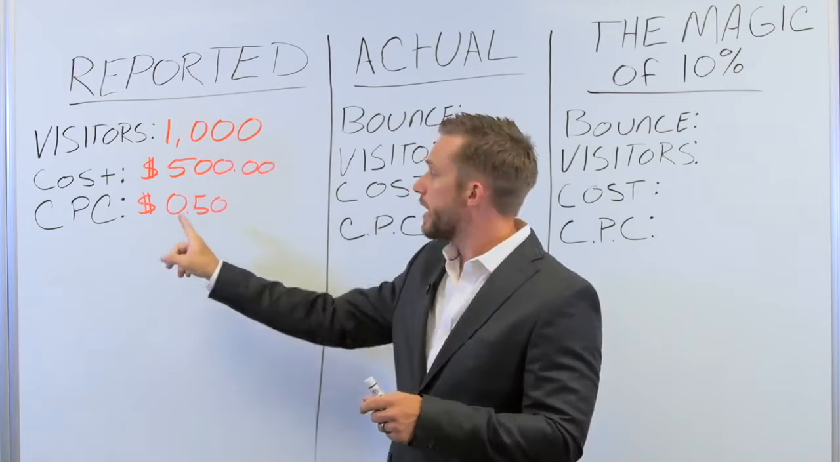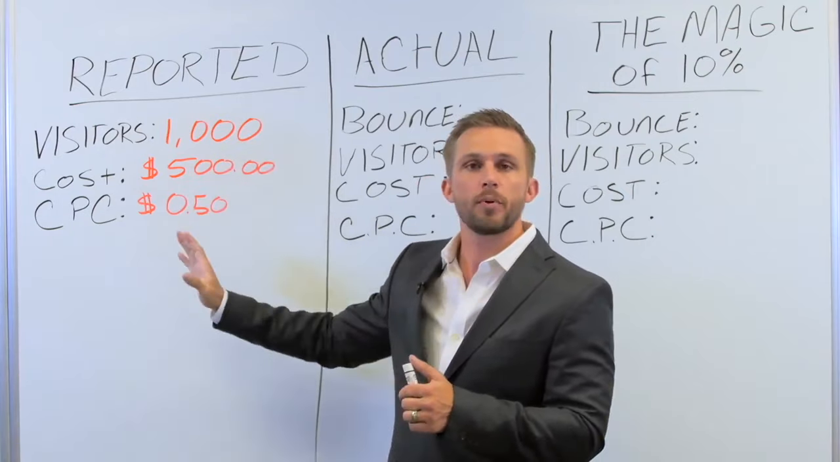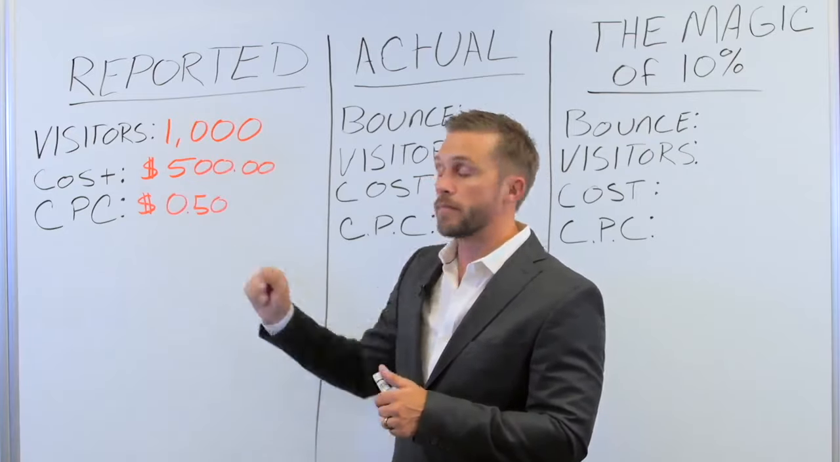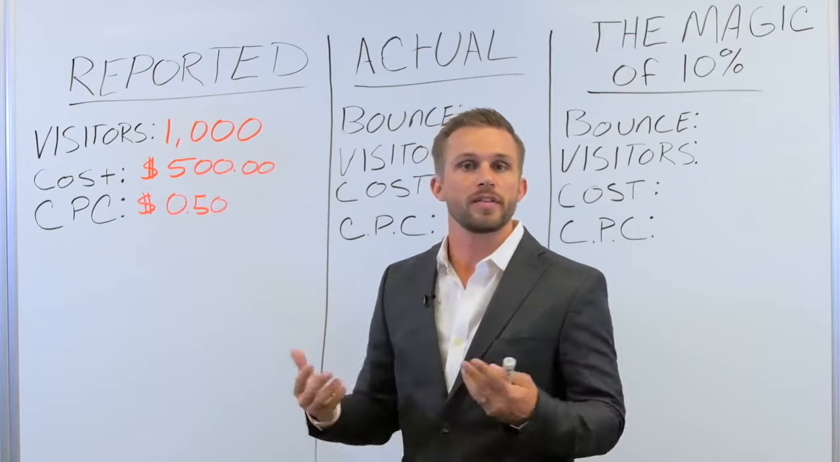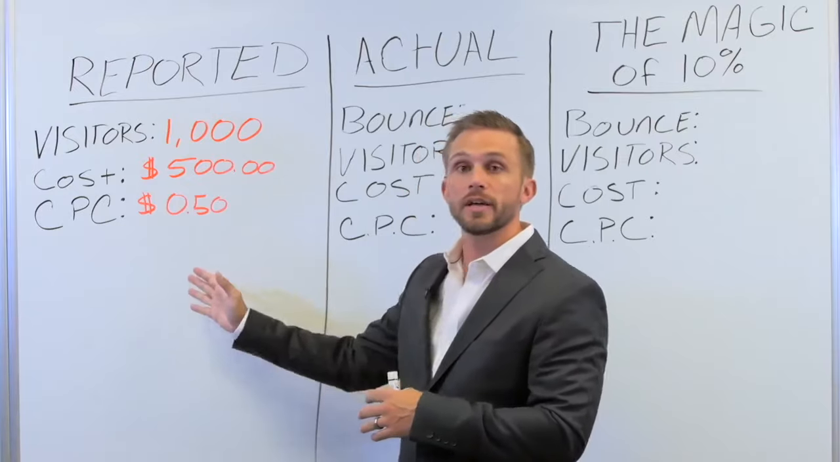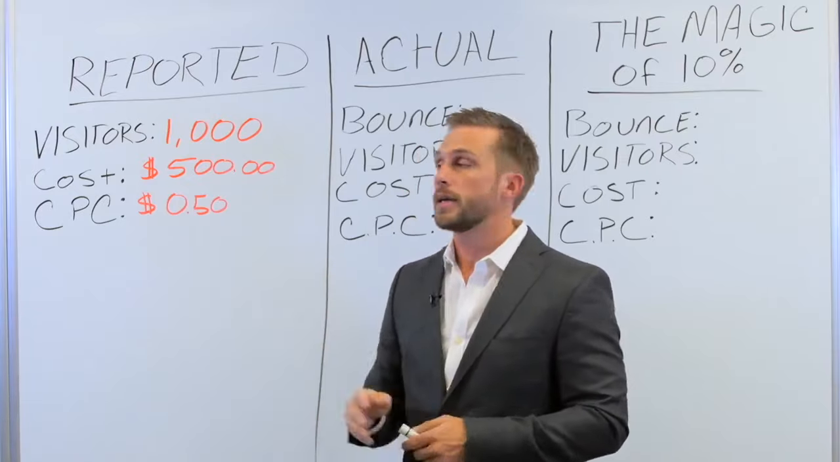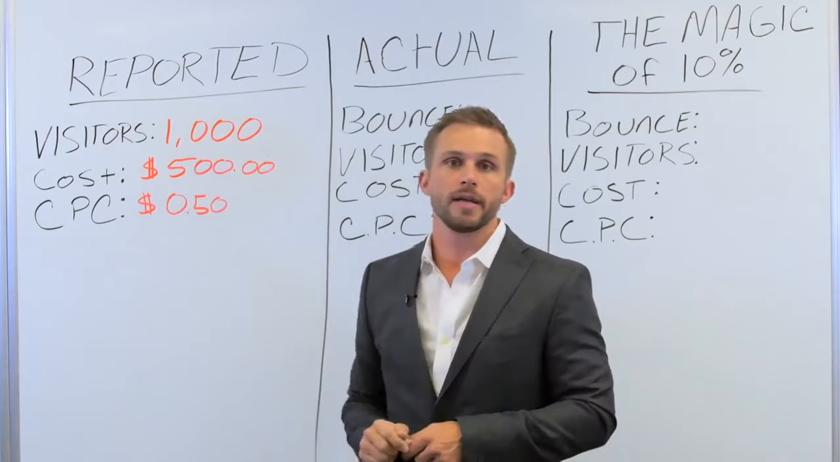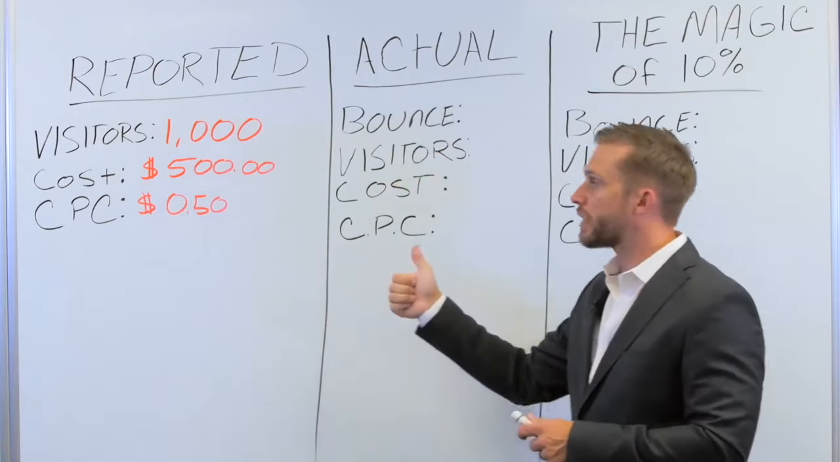That's pretty straightforward. And this is the math we're all using, because this is what's reported and delivered to us from Facebook or AdWords or any other traffic source we're using. This is what we're given. These are the numbers we try to calculate our actual ROI on. This is a problem. This is reported. It's not actual. So let's move over to the next category.